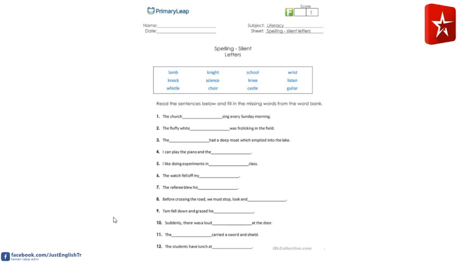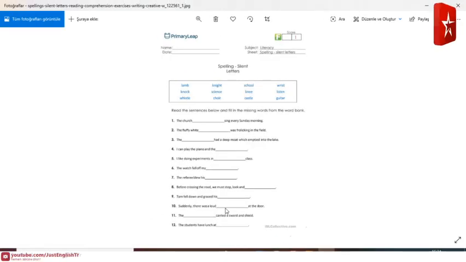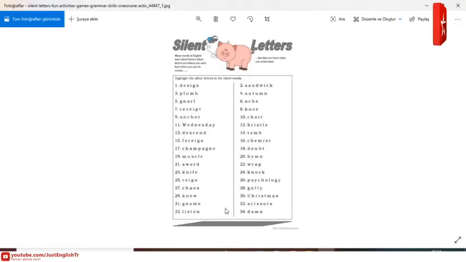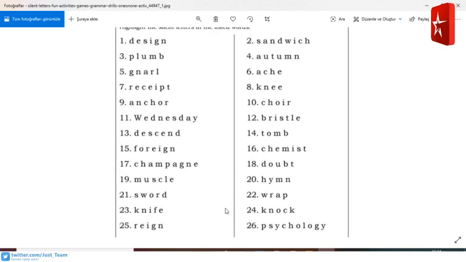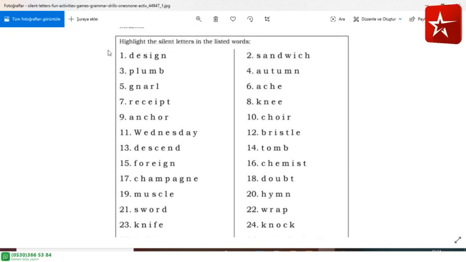Okay, next one, we have another exercise related to this one. Can you tell me which letter is silent here? For number 1, which letter is silent?